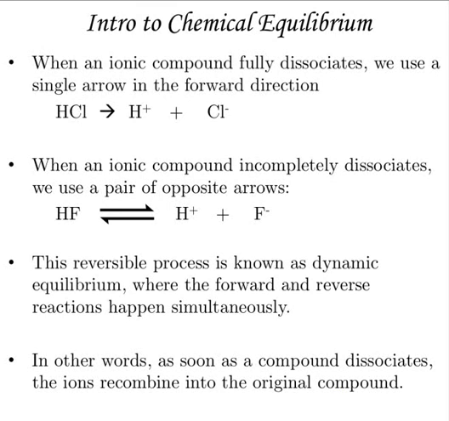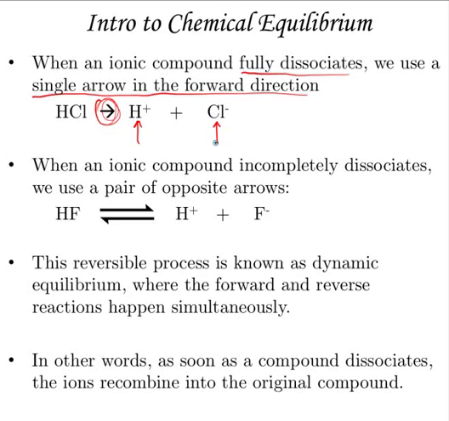Now, when an ionic compound fully dissociates, and what I mean by fully dissociates is that it completely breaks up, it forms the individual cations and anions. Whenever this happens, we use a single arrow in the forward direction. For example, hydrochloric acid is going to be fully dissociating when dissolved in water, and that's going to break up into its respective cation and anion.